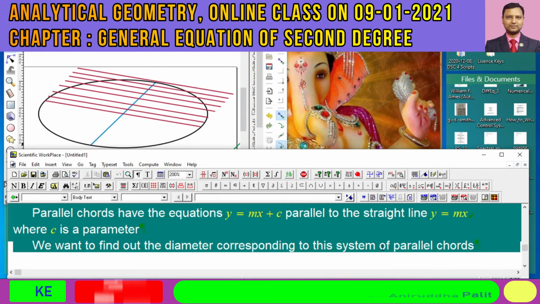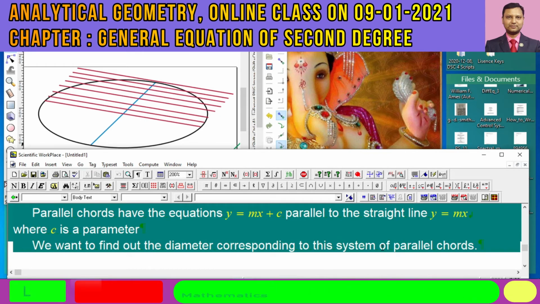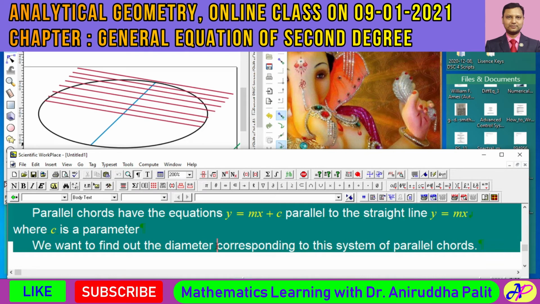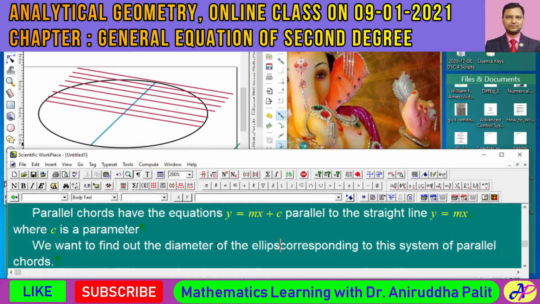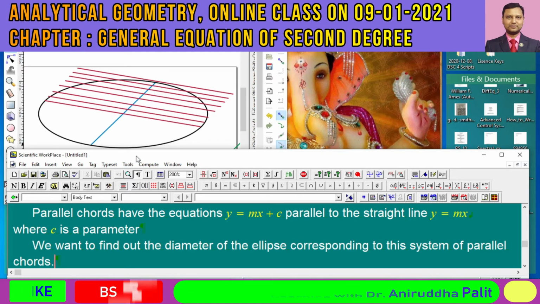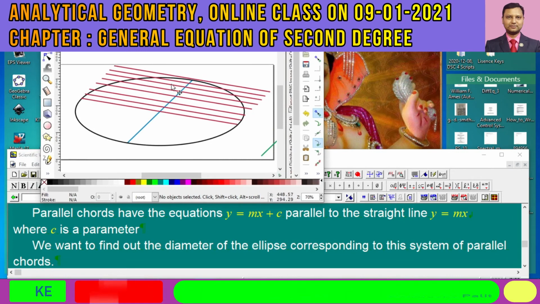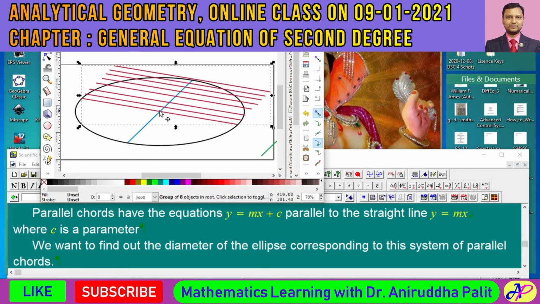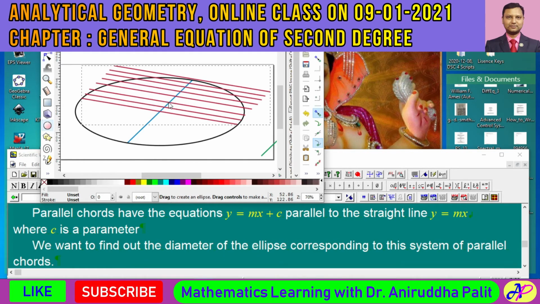We want to find out the diameter of this ellipse corresponding to this system of parallel chords. Now, how to find out the diameter of the ellipse? Suppose P is any arbitrary point on this chord. Suppose this kind of point. Yes, it is possible to draw here. Suppose this is a point.